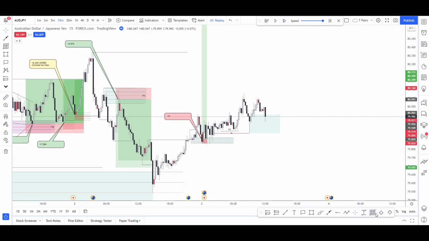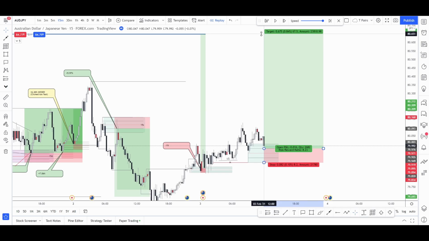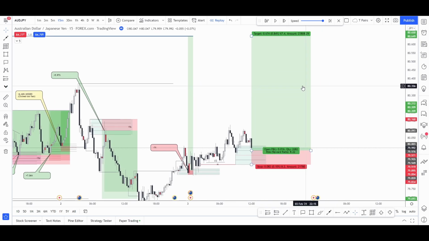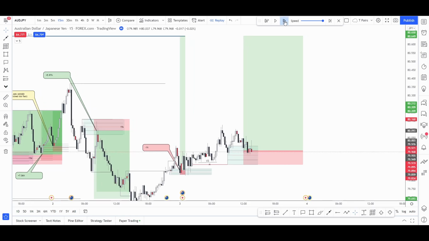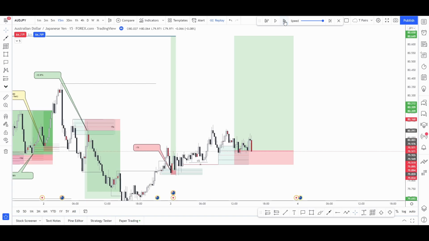Oh, hang on. I actually forgot to draw it on. Okay, that means that we're tagged in. Sorry guys, I actually forgot to draw the entry on. Let's get this going. Oh, that's a big stop. That's 8.2. And the target's going to be up here. So we're only looking at an 8R return. Okay, not looking good. Oh, this looks like a mistake.